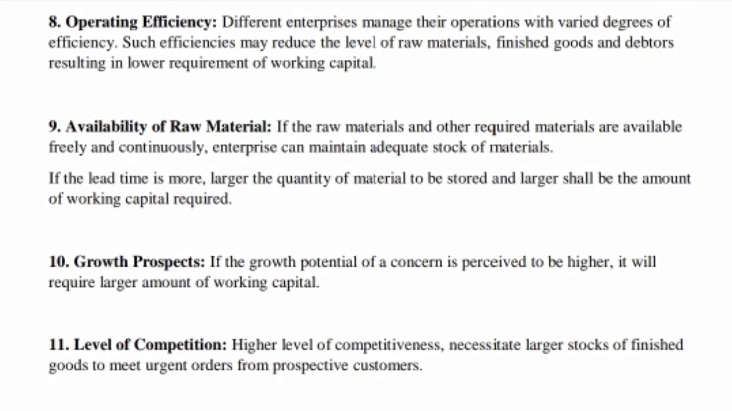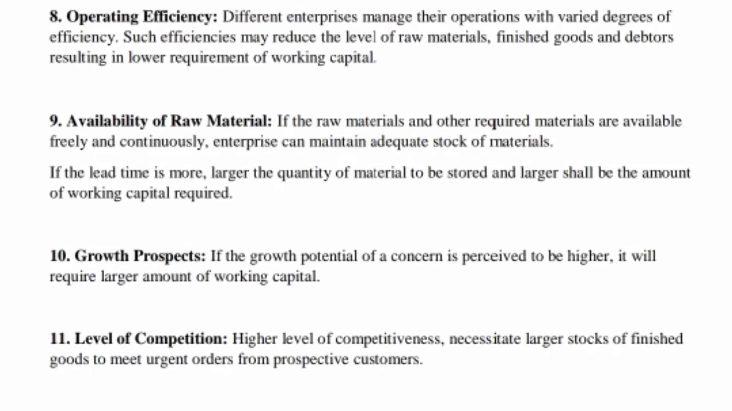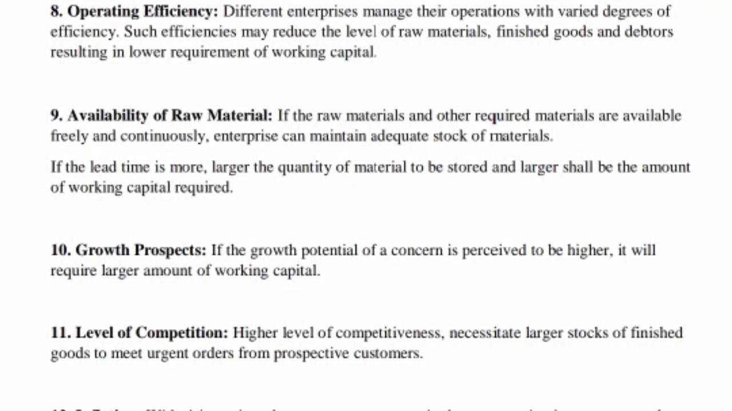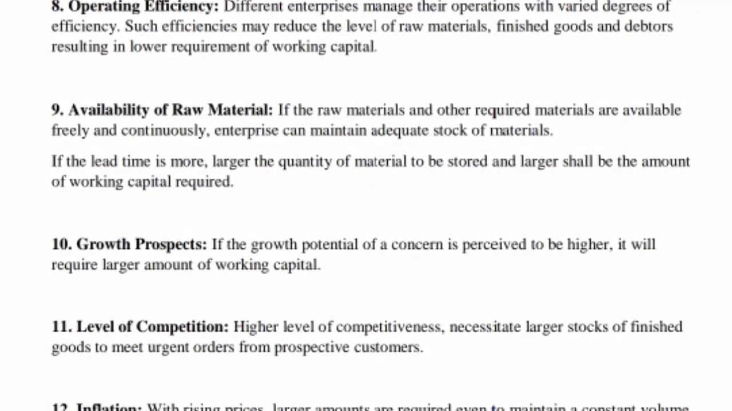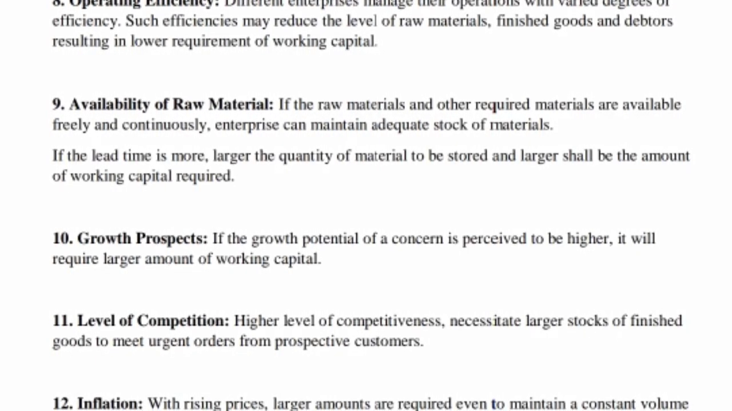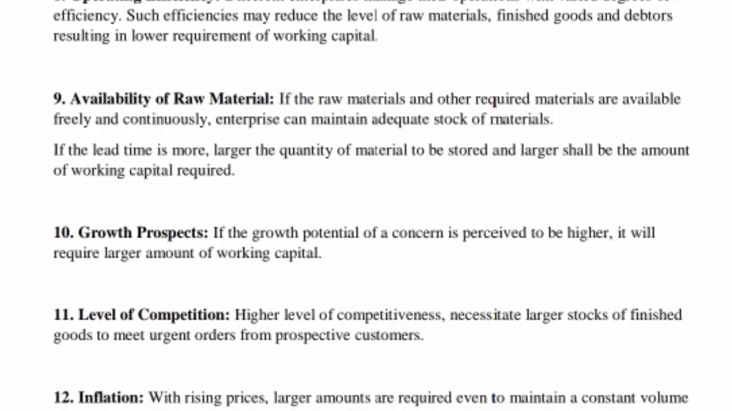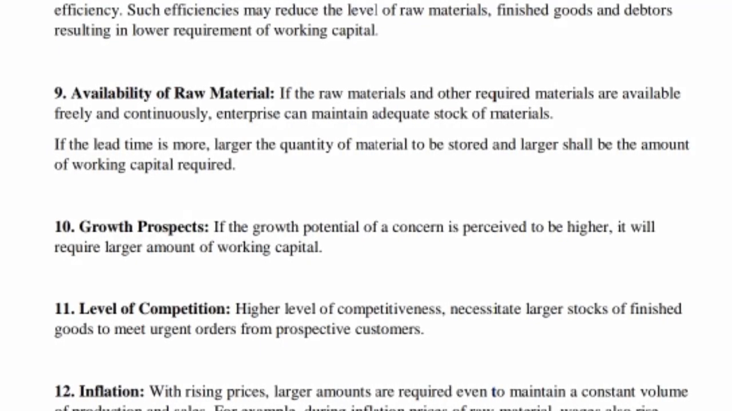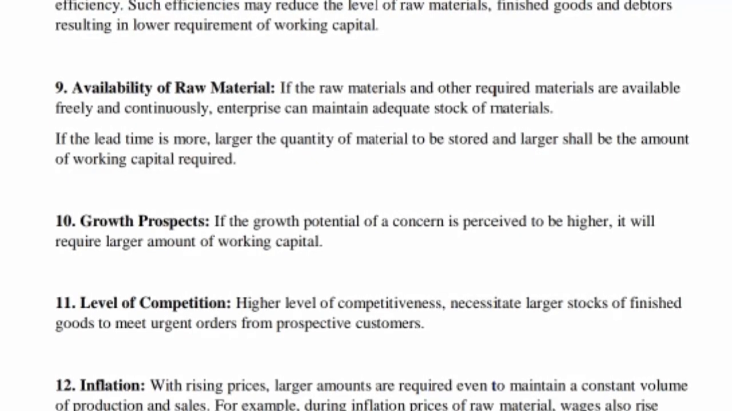8. Operating efficiency. Different enterprises manage their operations with varied degrees of efficiency. Such efficiencies may reduce the level of raw materials, finished goods and debtors, resulting in lower requirement of working capital. 9. Availability of raw material. If the raw materials and other required materials are available freely and continuously, enterprise can maintain adequate stock of materials. If the lead time is more, larger the quantity of material to be stored and larger shall be the amount of working capital required.